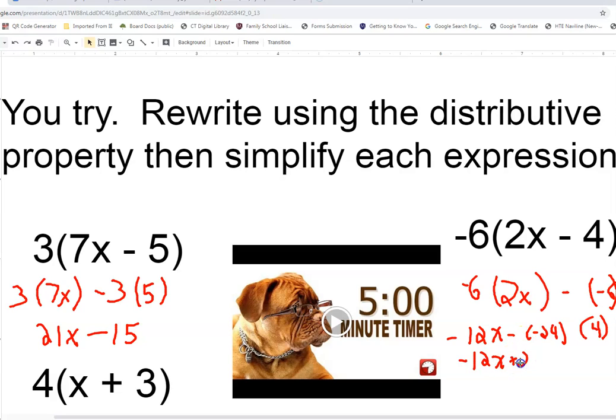plus 24. Okay, the last one in the you-try problems here, 4x plus 3. We're going to have here, after you do all the work, should end up here with 4x plus 12. Okay, there you go. That is the distributive property. Okay, you have some practice problems at the back of this packet. Go ahead and do those. And if you have any questions, I will see you in class. Thank you.